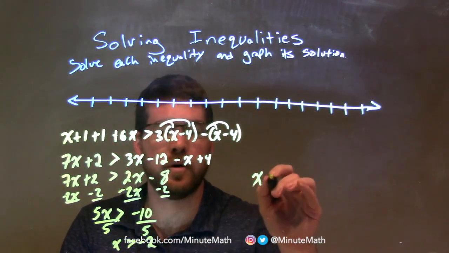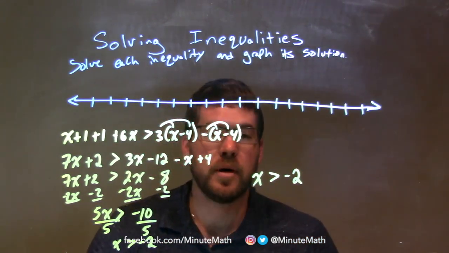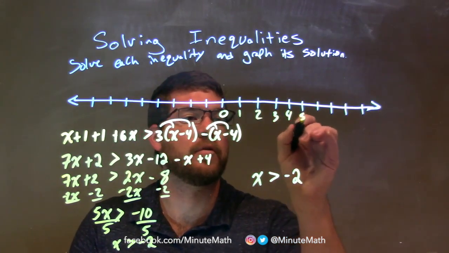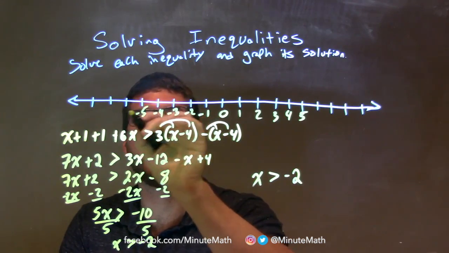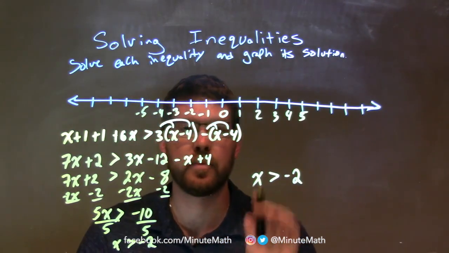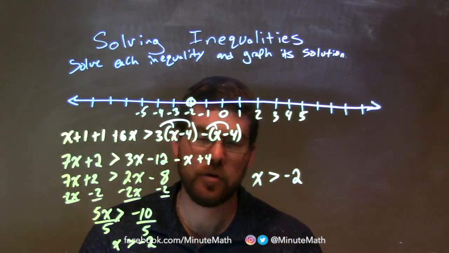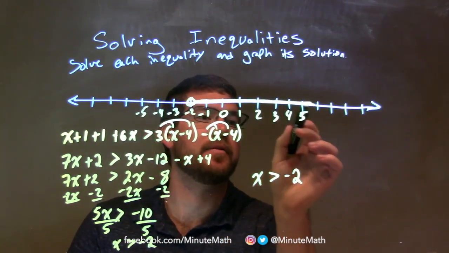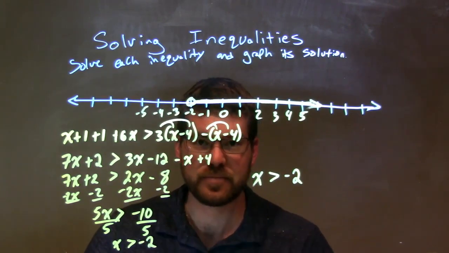So let's rewrite that up here. x is greater than negative 2. All right? So I need to graph it now. So we have 0, 1, 2, 3, 4, 5, negative 1, negative 2, negative 3, negative 4, negative 5. And we said x is greater than negative 2. So we have an open circle at negative 2, right? Because it's not equal to negative 2, just greater than, and we shade to the right. And there we have it, a final answer.